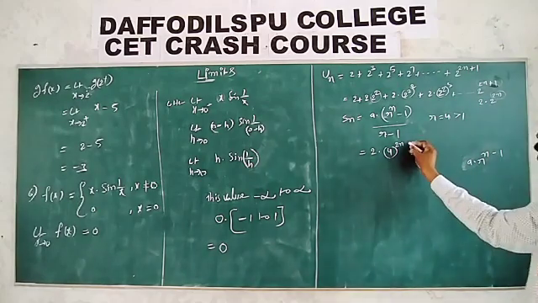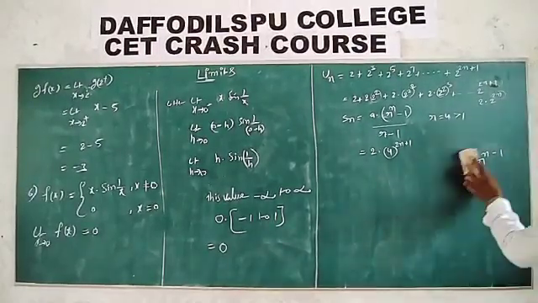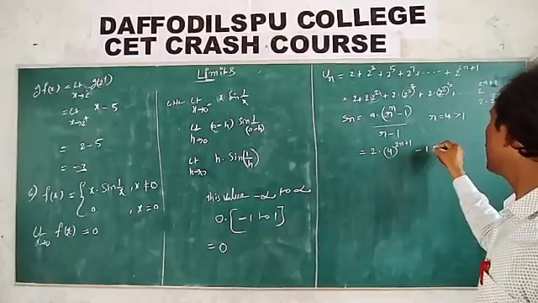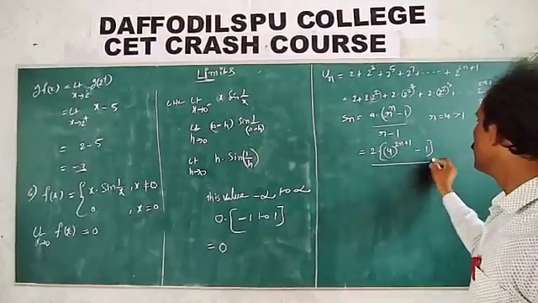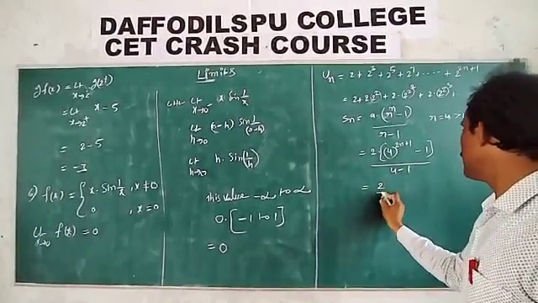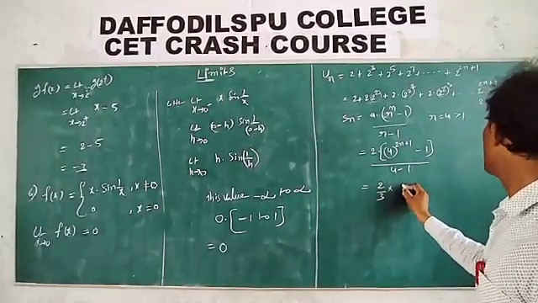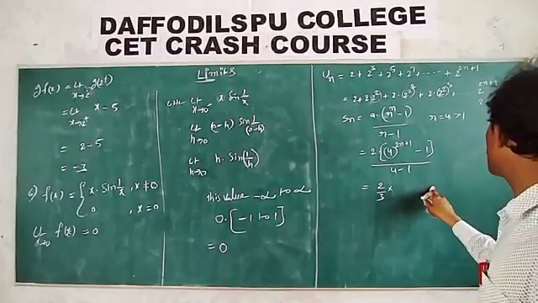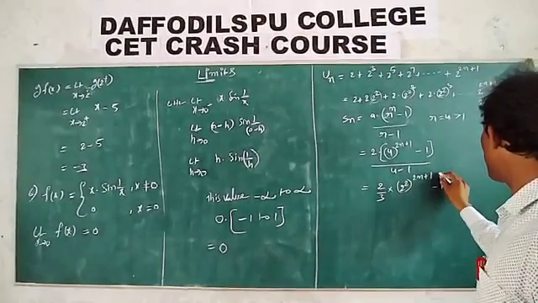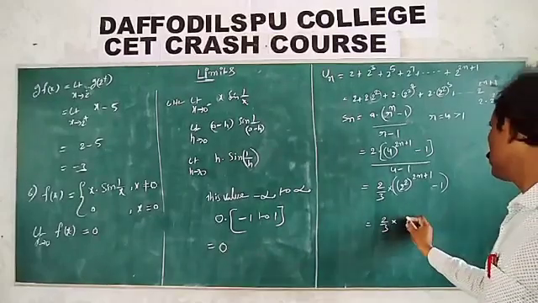Here also the last term is 2 power 2n plus 1. Then minus 1, divided by 4 minus 1, which is 3. So what is the last term? 2 to the power of 2n plus 1. This can be written as 2 square to the power n plus 1, minus 1, so we get 2 by 3 into that.